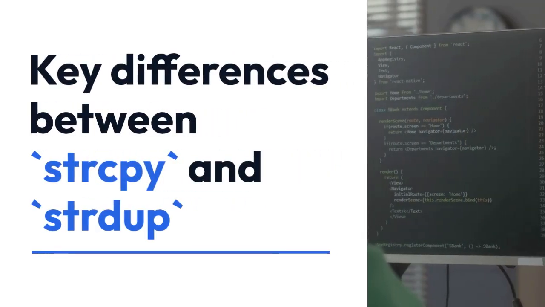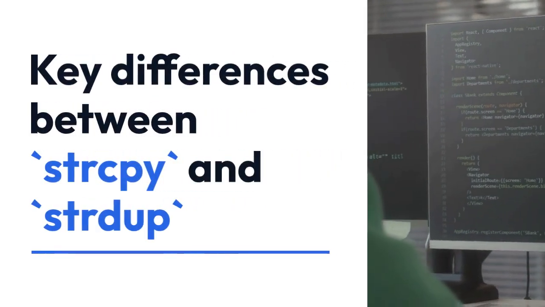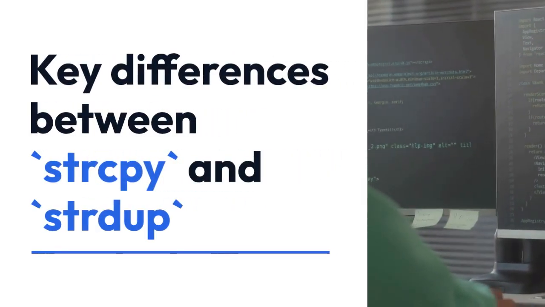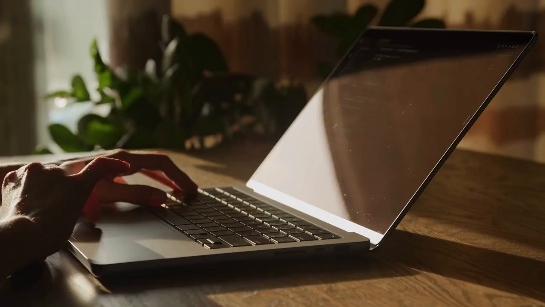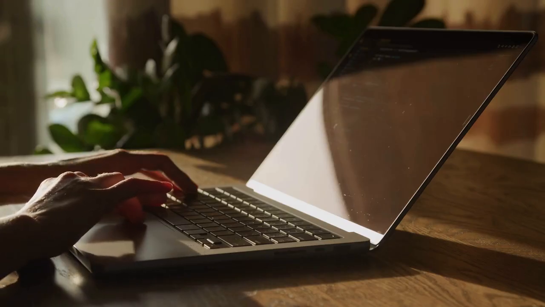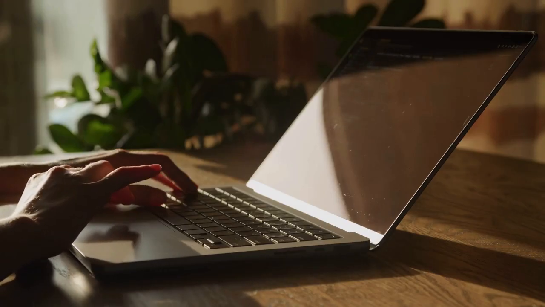We're diving into the key differences between strcpy and strdup, two C-string manipulation functions often causing confusion. 1. strcpy copies the source string to the destination buffer.